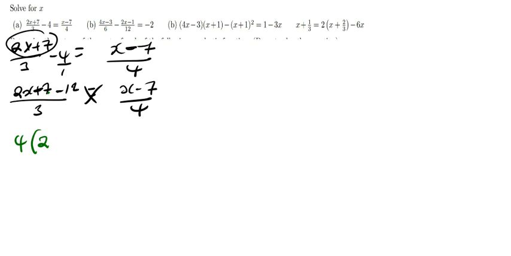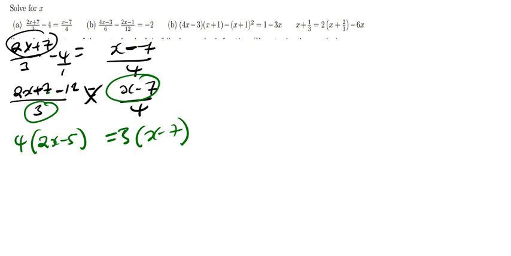So 7 minus 12, that is negative what? Negative 5, but we don't use the calculator for math. That's what you need to know. This should be equal to 3 times (x minus 7). I believe we're okay here. So if we multiply here, 4 times 2x is 8x, minus 4 times 5, that is 20. 3 times x is 3x, 3 times 7 is 21.